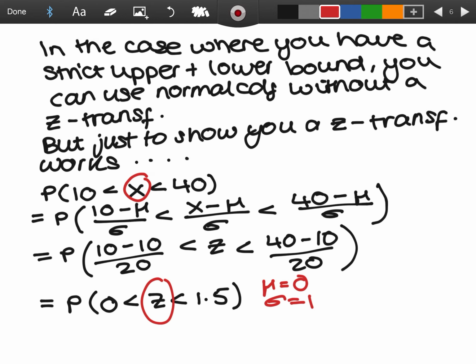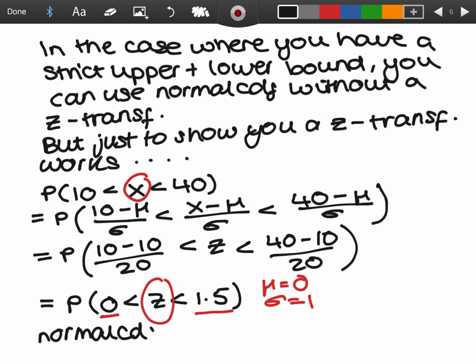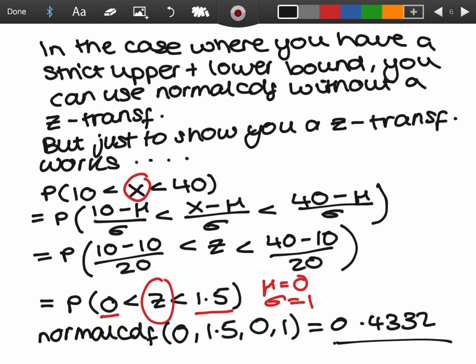We now have a mean of 0 and standard deviation of 1, but now my lower bound is 0 and my upper bound is 1.5. So what I could have also done is use the normal CDF with a lower bound of 0, an upper bound of 1.5, then a mean of 0 and a standard deviation of 1. And that will come out to that exact same value that we had before, okay?